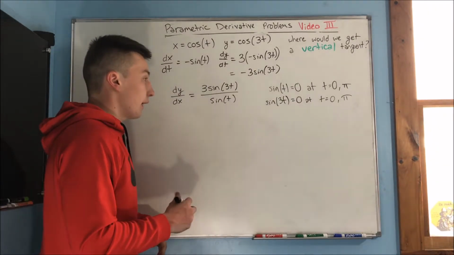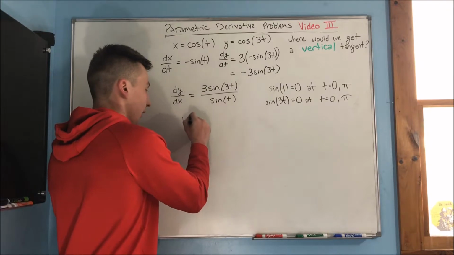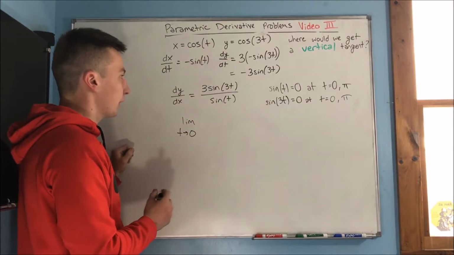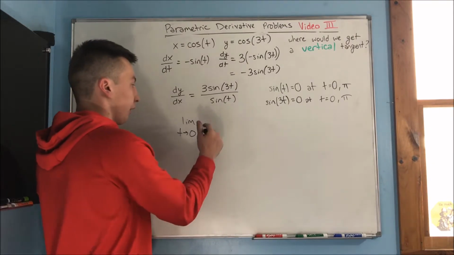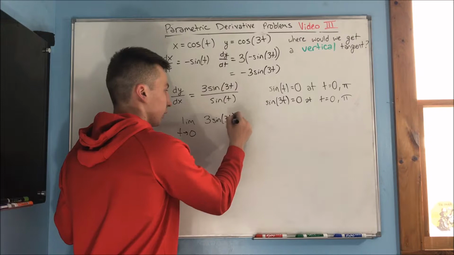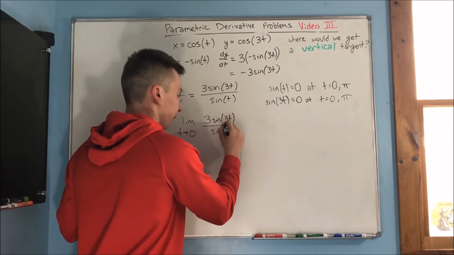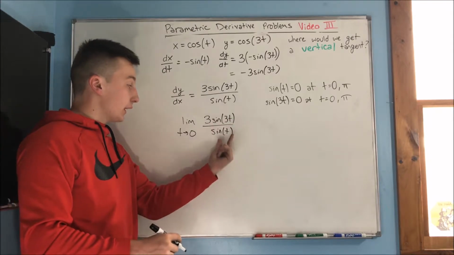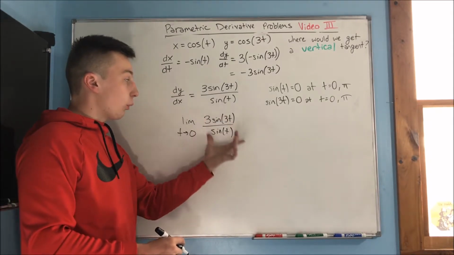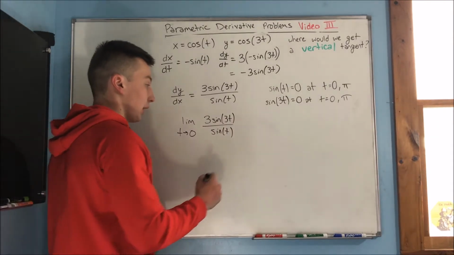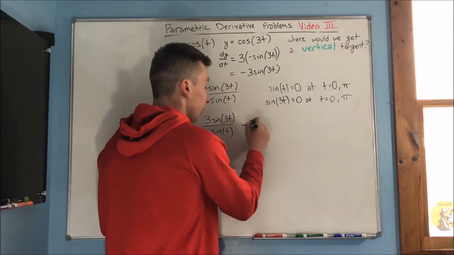Now, how we're going to do that is by taking this limit as t approaches 0 first. We'll do t approaches 0 of our derivative here, 3 sine of 3t over the sine of t. Now, we already know that if we plug in 0 here, this is just going to be 0 over 0. That means we need to do L'Hopital. Remember L'Hopital from Calc 1? All right, we do L'Hopital.